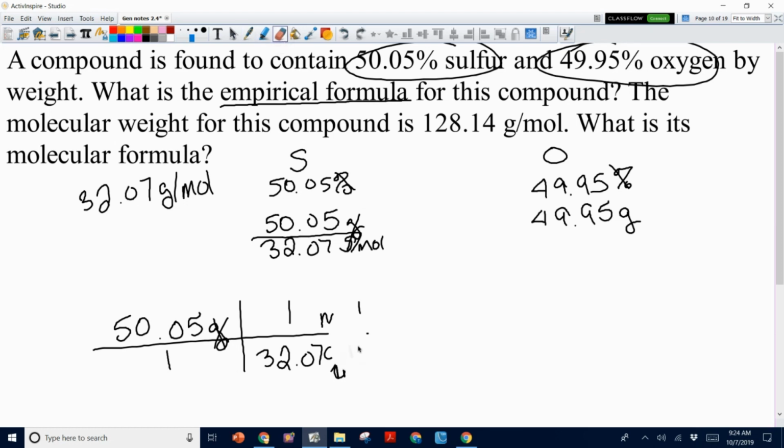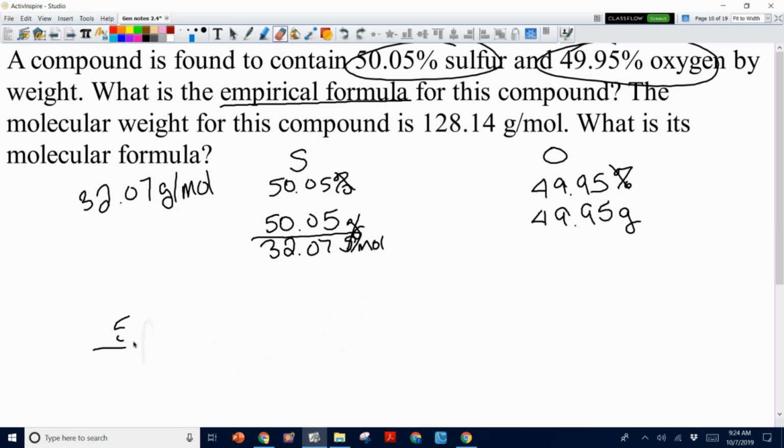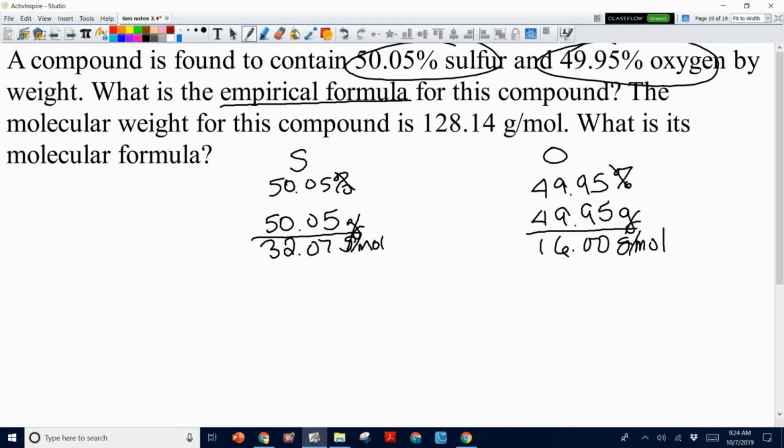So I'm going to erase this so I can have more room. Okay, so let's do the same thing over here. Oxygen is 16.00 grams per mole. The grams cancels and just leaves you moles. So on sulfur, I calculated this, and this is going to be 1.5606485 8123.